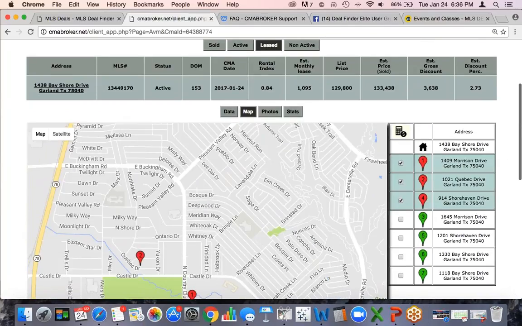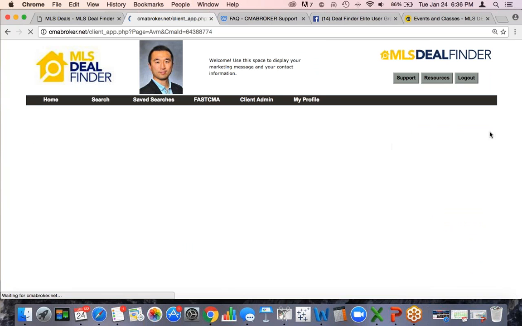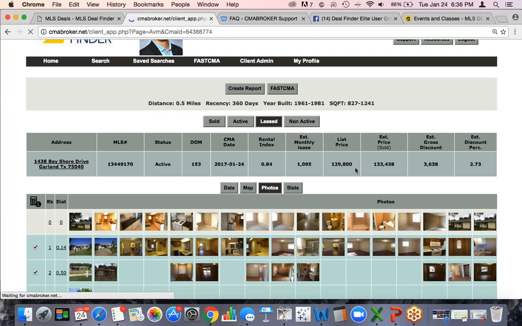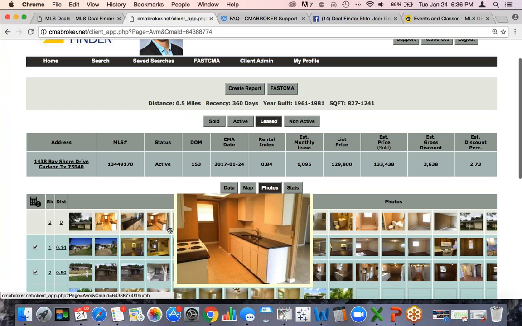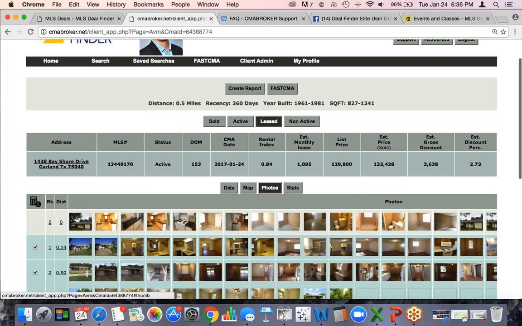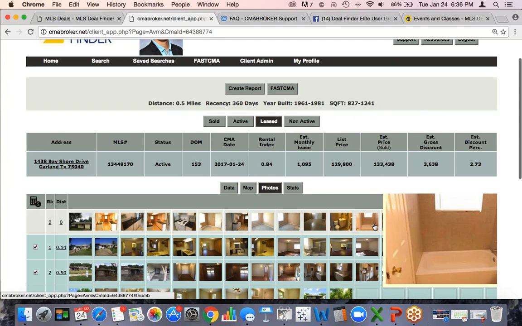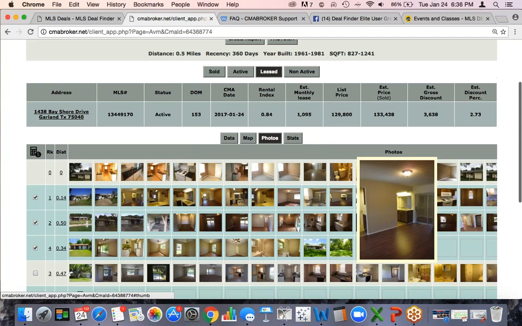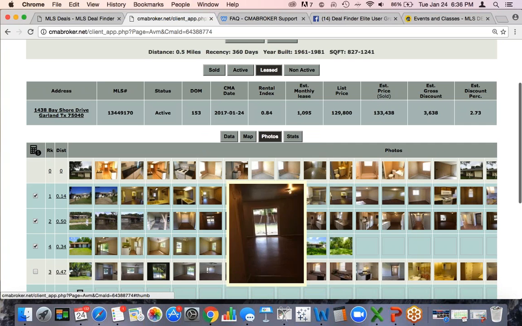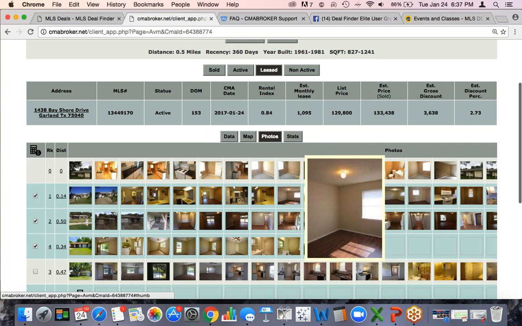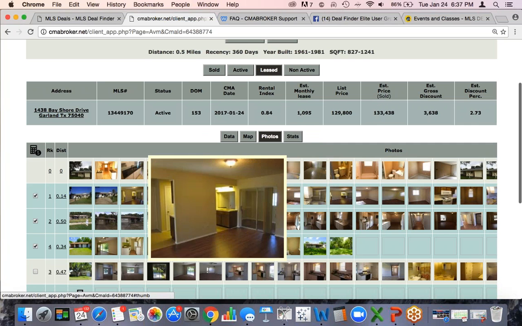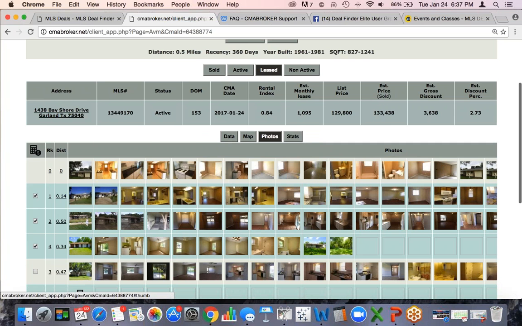And then the photo view: you always want to look at the condition of the properties and see if there's any discrepancy or how much you need to put into this property to make this work. So you can compare the condition of the comps. Looks like they're all about the same. So you can look at all these properties very quickly and analyze them.